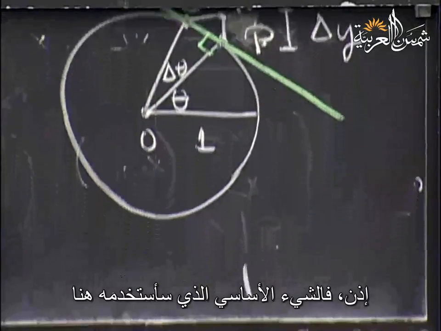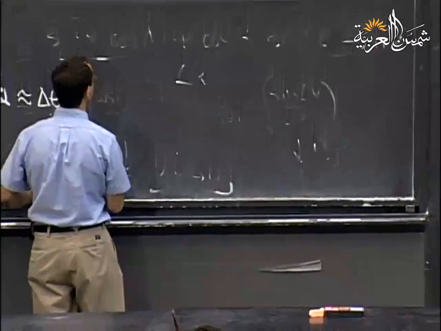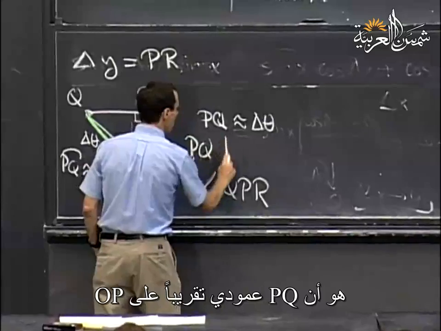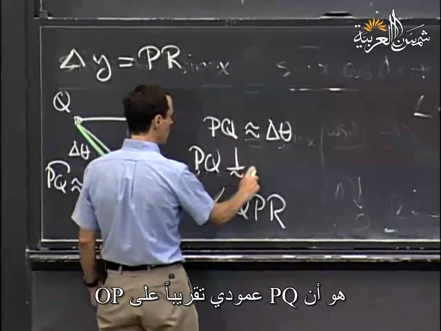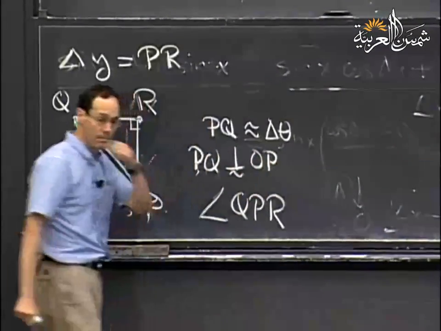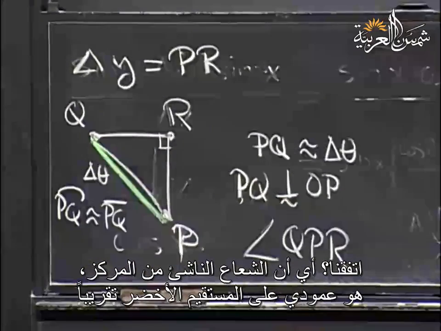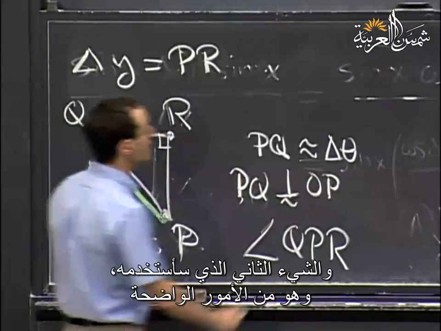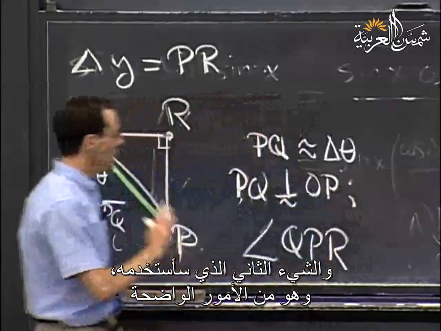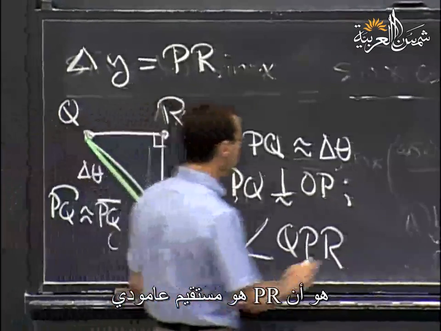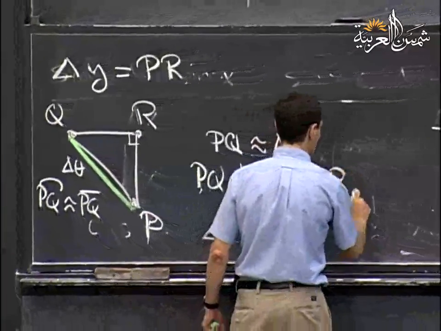So the key thing that I'm going to use is that PQ is almost perpendicular to OP. The ray from the origin is basically perpendicular to that green line. And then the second thing I'm going to use is something that's obvious, which is that PR is vertical.